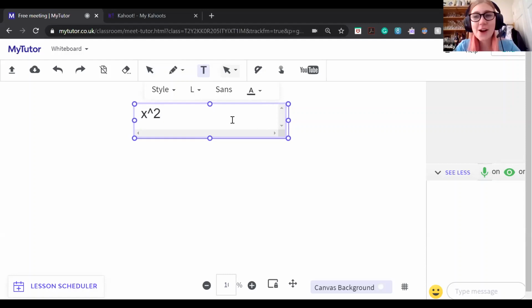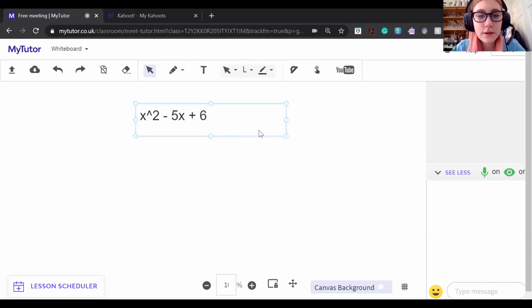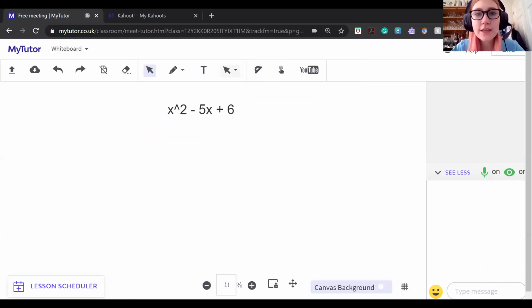Oh gosh, this is where I've got to come up with them. x squared minus 5x plus 6. And I'll explain briefly how to do this because it helps with it with multiple coefficients.